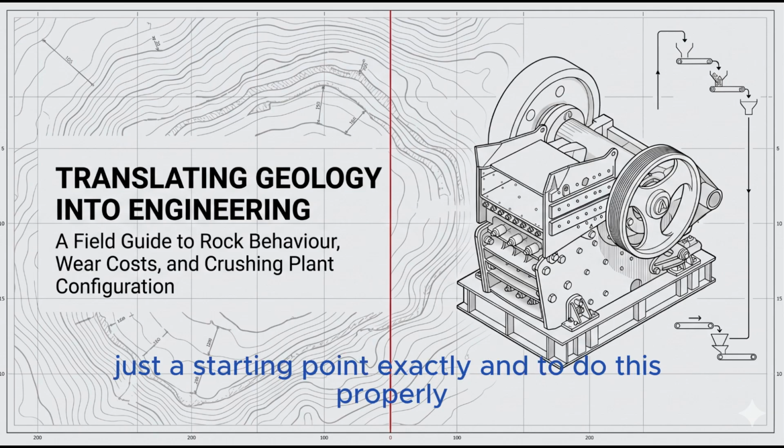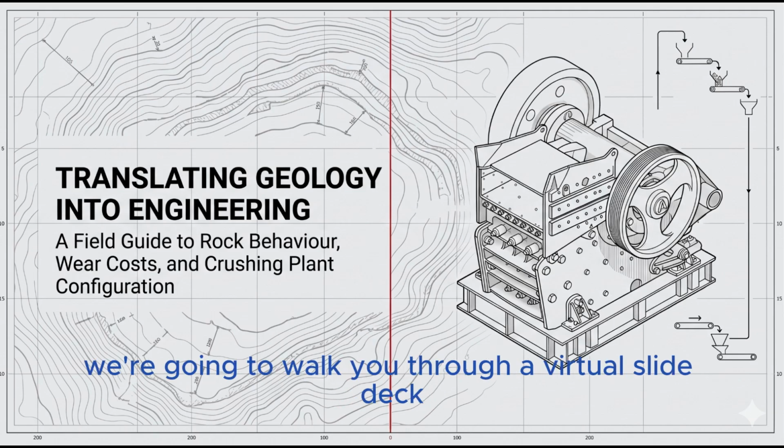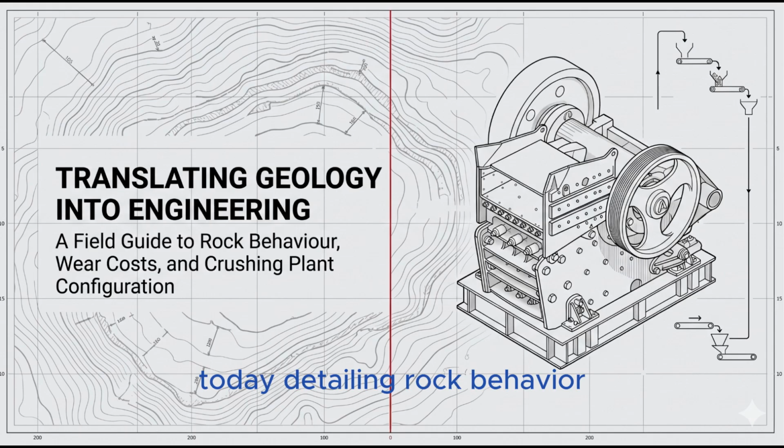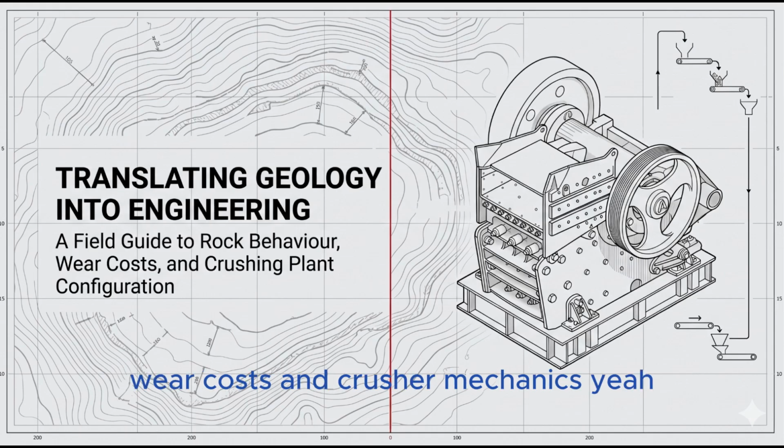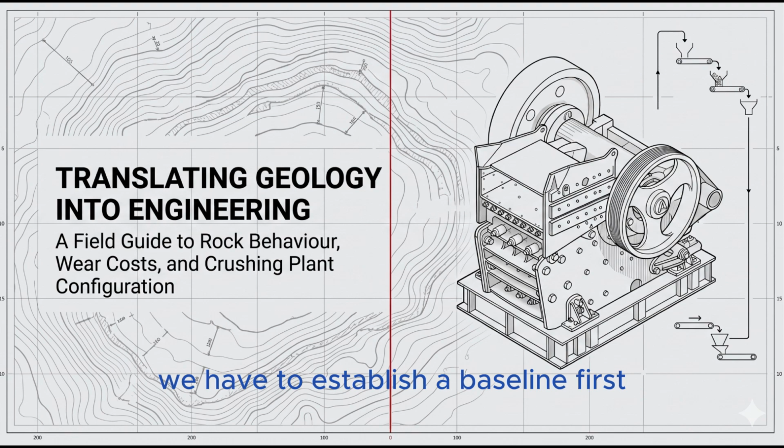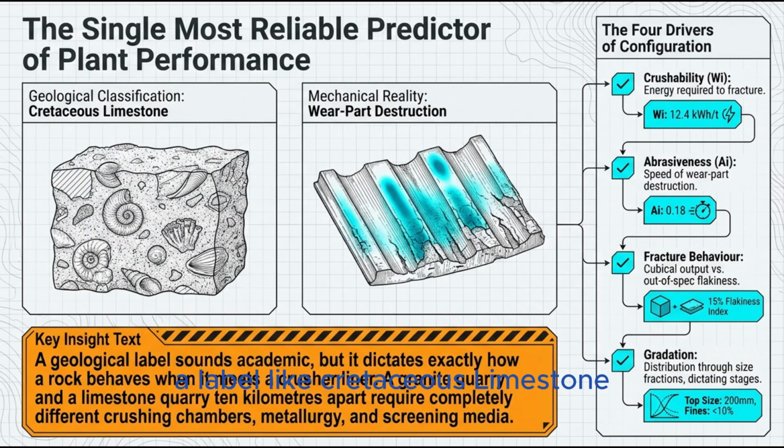Exactly. And to do this properly, we're going to walk you through a virtual slide deck today, detailing rock behavior, wear costs, and crusher mechanics. Yeah, we have to establish a baseline first. A label like Cretaceous limestone isn't just academic. It dictates exactly how that rock will behave against a crusher liner.